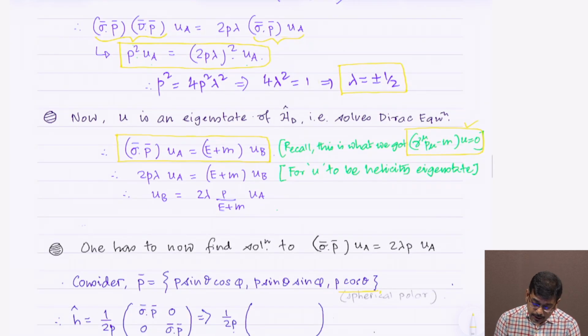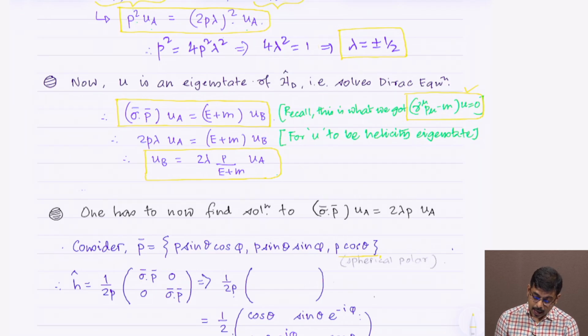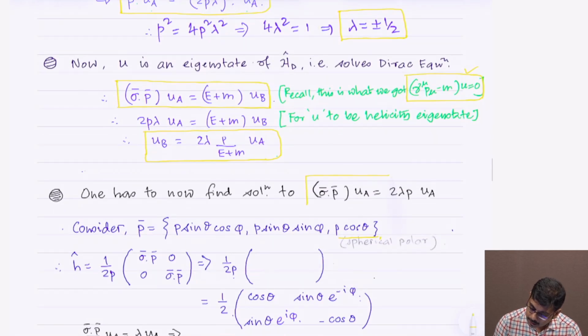So, this is something that you have to remind yourself from the previous lecture. Okay. On the other hand, sigma dot p is 2 p lambda if it has to simultaneously solve for the eigenstates of the Helicity operator, right. So, then we can say that UB will be related to UA via this relation, that this is 2 lambda into p by E plus m. But this is UB, but we have to find out first UA, and we have to find UA from this kind of eigen equation, which is sigma dot p acting on UA is equal to 2 lambda p UA.